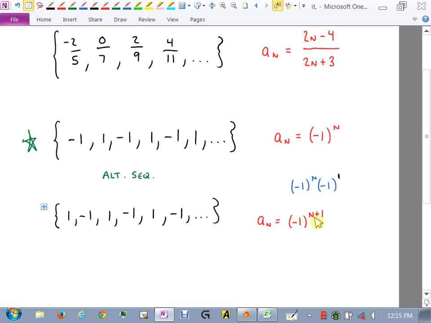Could I have used n minus 1? Yes. Could I have used n plus 3? Yes. So there's actually a bunch that you could have used. Same with this one. I could have used n, or n plus 2, or n plus 4, or n minus 2. There's a bunch that you could have used, as long as you get odd, then even, odd, then even.